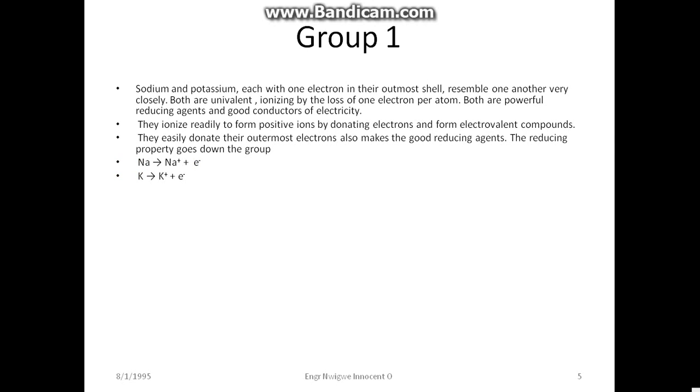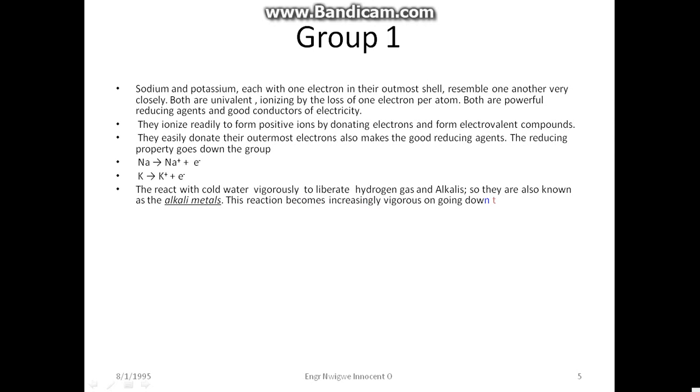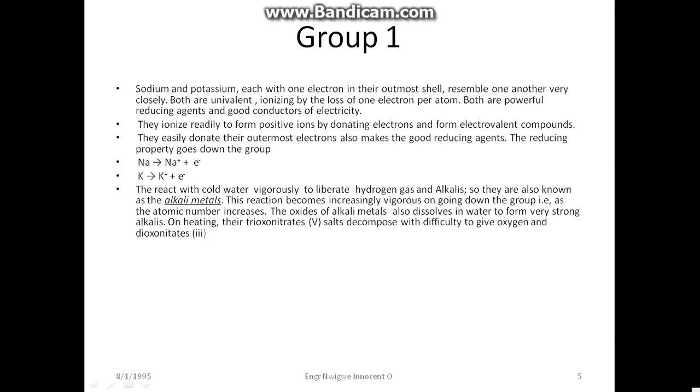Sodium will donate one electron to become positively charged. Potassium will donate one electron to become positively charged. They react with cold water vigorously to liberate hydrogen gas and alkali, so they are also known as alkali metals. This reaction becomes increasingly vigorous going down the group, as the atomic number increases. The oxides of alkali metals also dissolve in water to form very strong alkalis.